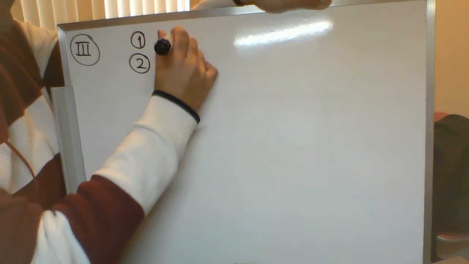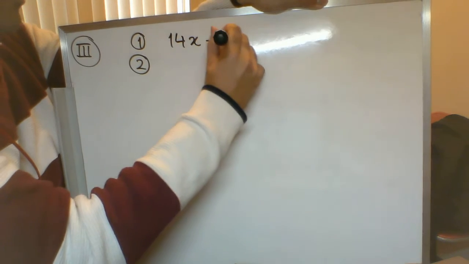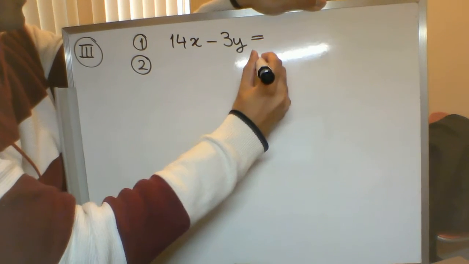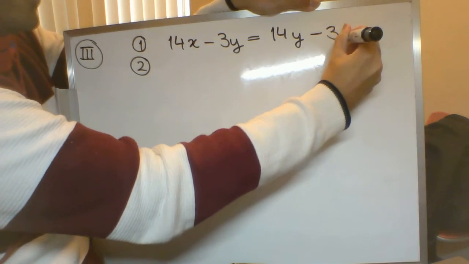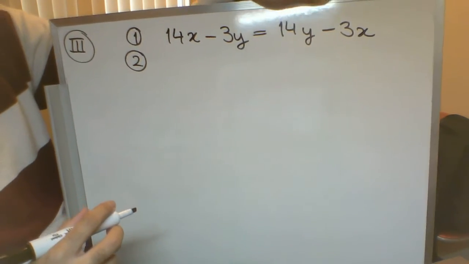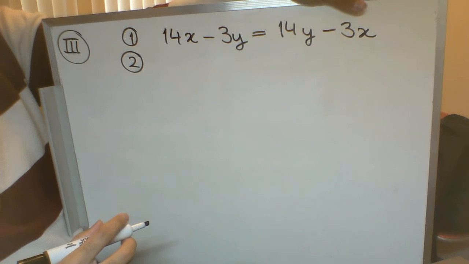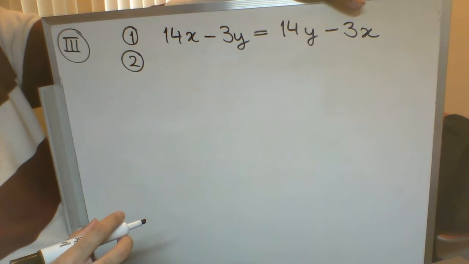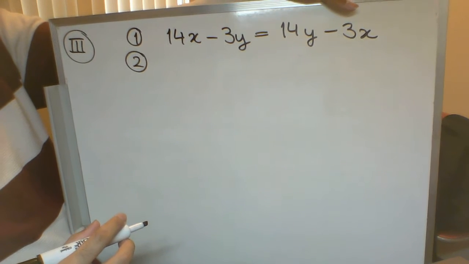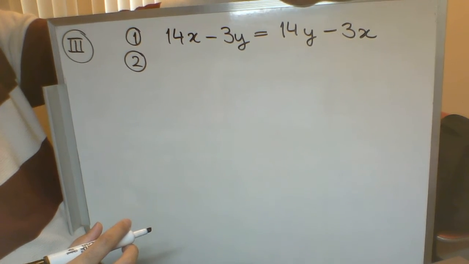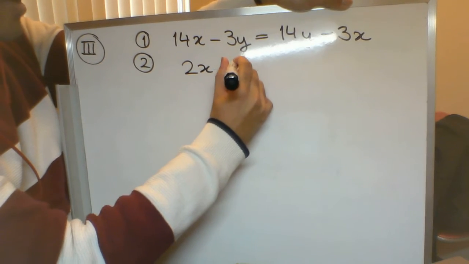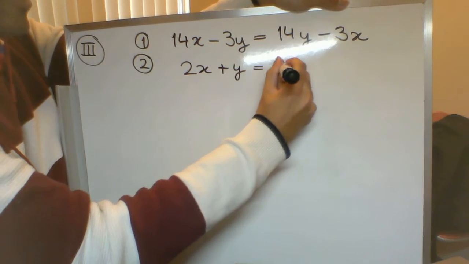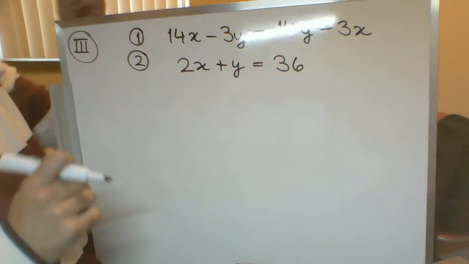So equation 1 is going to be 14x minus 3y equals 14y minus 3x. I actually wrote it the other way around in my notebook, but that's okay. It doesn't change anything. So 14x minus 3y equals 14y minus 3x. And equation 2 is 2x plus y equals 36.